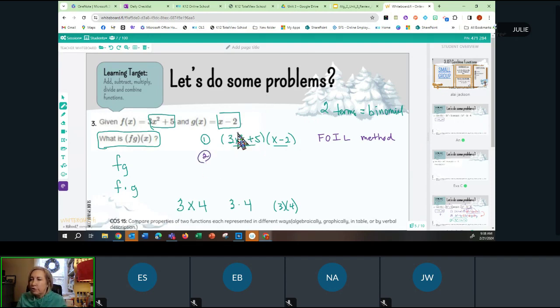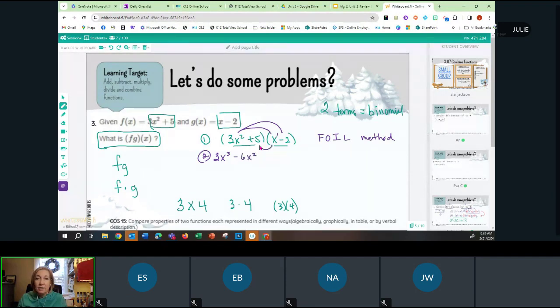So we'll start with our first terms. So these will be the first terms in each set of parentheses. So we have a 3x squared times an x to the 1. That's going to give us, remember when you're multiplying variables, you add their exponents. So that's going to give us 3x cubed. We're going to multiply the outside terms. Those are going to be the 2 terms on the outside. 3x squared times negative 2 is negative 6x squared.